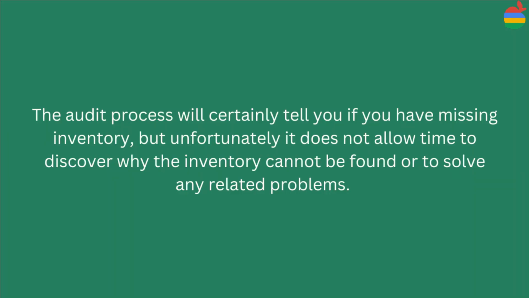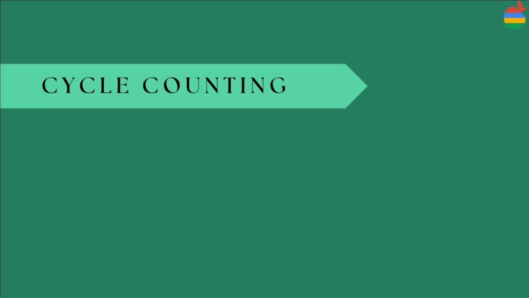The audit process will certainly tell you if you have missing inventory, but unfortunately, it does not allow time to discover why the inventory cannot be found or to solve any related problem. That's what cycle counting is all about. Finding errors and fixing them.